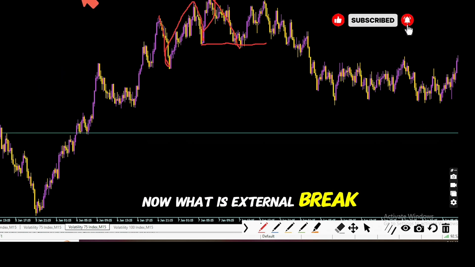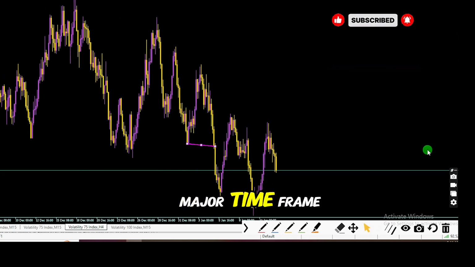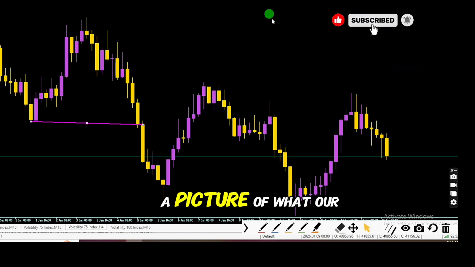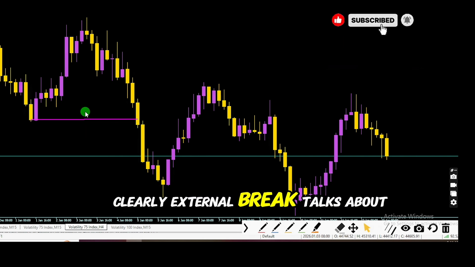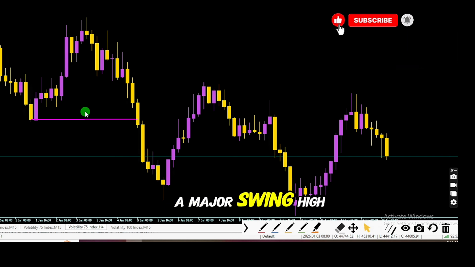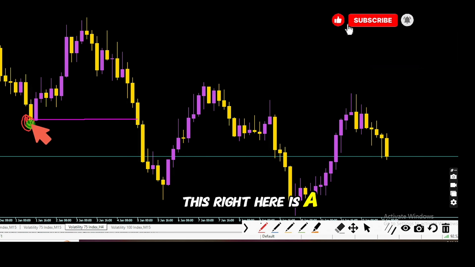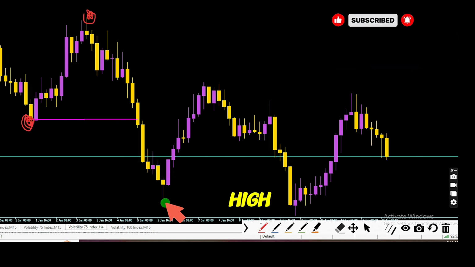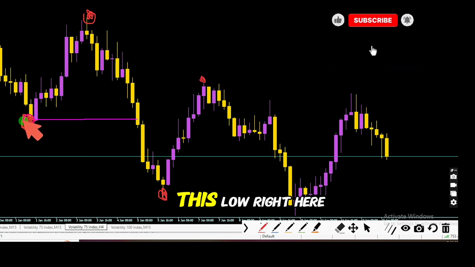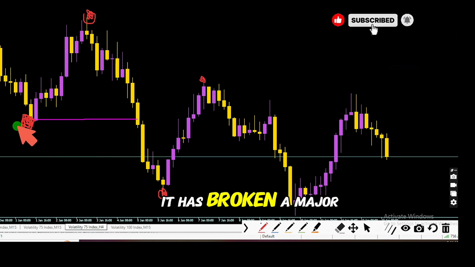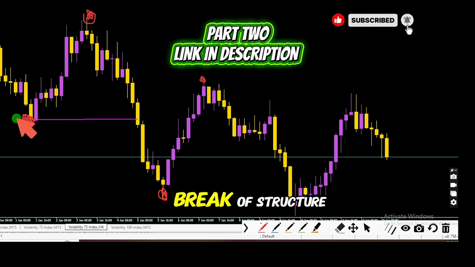Now, what is external break? Let's talk about external break. We go back to our major time frame because that's where we see a picture of what our external structure looks like clearly. External break talks about a major swing high. Now, this right here is a major swing low. This is a major swing high. This is a major swing low. This is a major swing high. So when market took out this low right here, it has broken a major swing low. So that is our external break of structure.